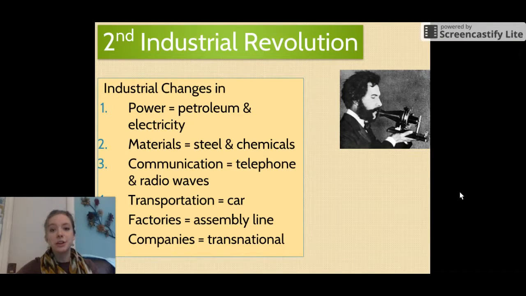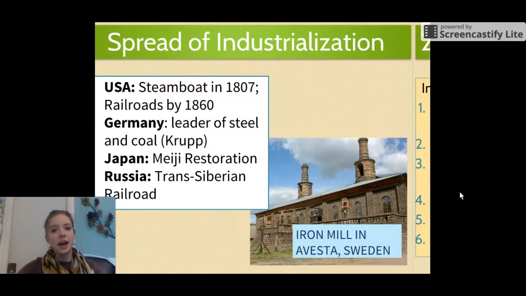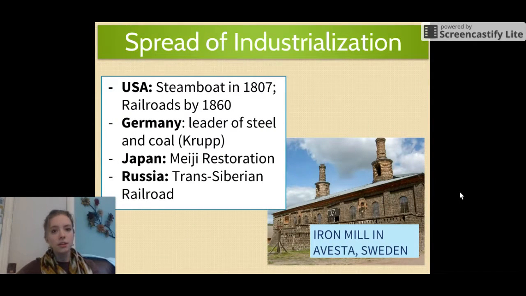You also have changes in communication. The first telephone, telegraph, radio waves are produced. Then the car, which also changes transportation, as the assembly line is mechanized by people like Henry Ford and others, allowing even faster production, allowing even more specialization, and promoting even cheaper goods. Furthermore, these changes affect companies. You have a more transnational approach, which leads us into that global effect. Globalization of industrialization starts just by the spread of it.